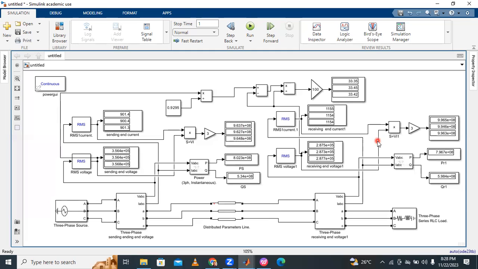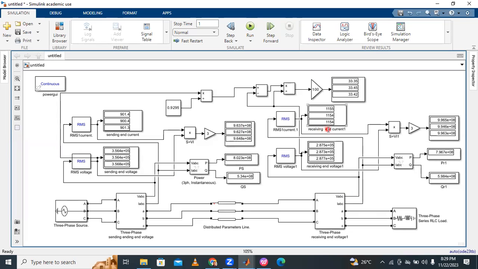That's why there is no need to design again. Copy all the elements and connect VABC, IABC on the receiving end side. Copy all these components, and instead of placing the sending end side, place the receiving end side. All right, rewrite it like this.